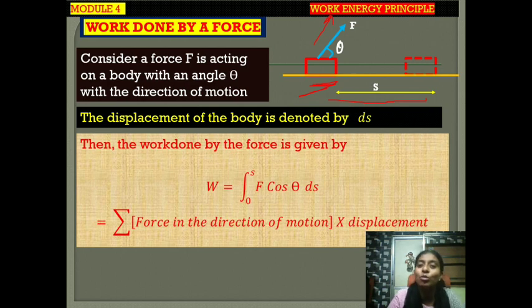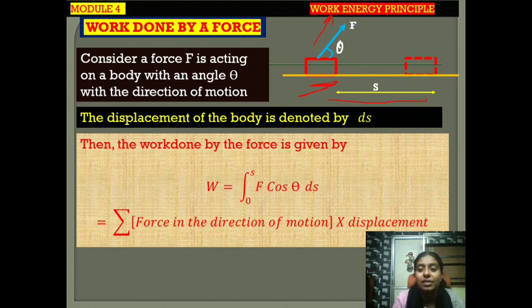We know work done is equal to force into distance. So work done is equal to force in the direction of motion, that is F cos theta. This is moved in the horizontal direction, x direction. So when we resolve this force, we get F cos theta. Therefore work done is equal to the integration from 0 to s of F cos theta ds, as the mass is moved from 0 to s. That is the work done by a force. So the summation of the force in the direction of motion multiplied by the displacement is the work done by the force.